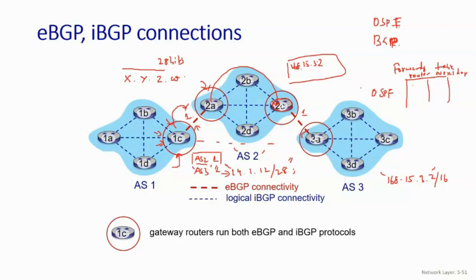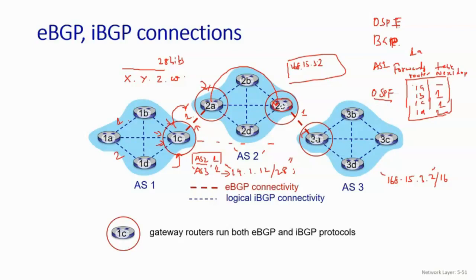For example, if you take AS1, the 1A router will maintain an entry for 1A, 1B, 1C, 1D, and so on. To reach 1A, the same loop. To reach 1B, interface 1 is to be used. To reach 1C, interface 1 is to be used, and to reach 1D, interface 2 is to be used. So this is the forwarding table based on the OSPF algorithm for router 1A.